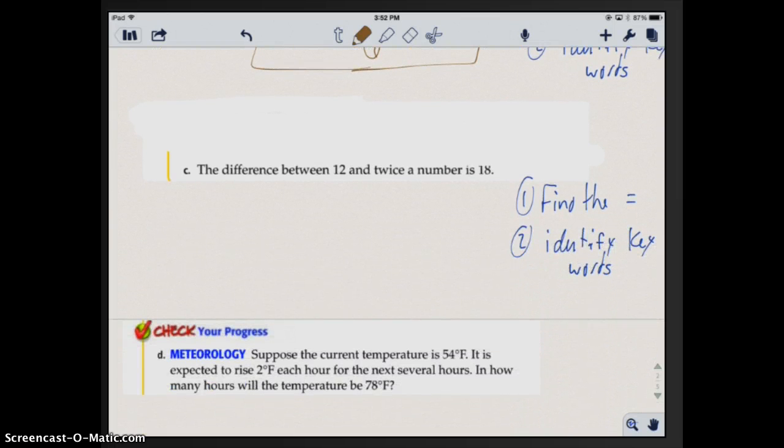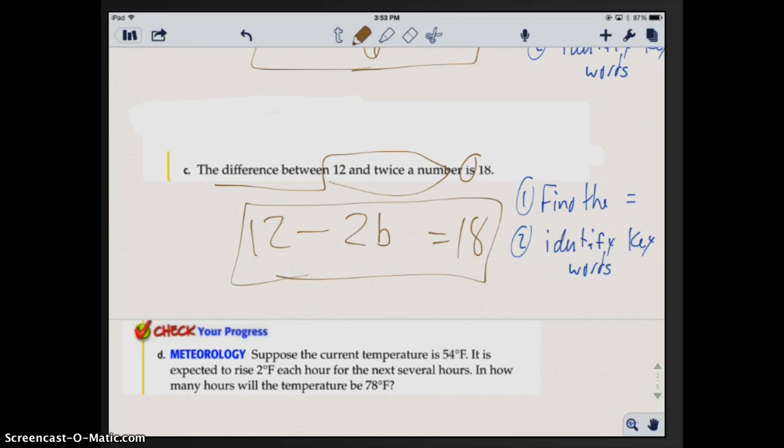The difference between 12 and twice the number is 18. The difference, subtraction, the difference between 12 and twice the number, 12 and twice the number is 18. There we go.